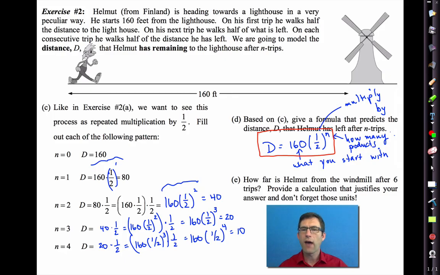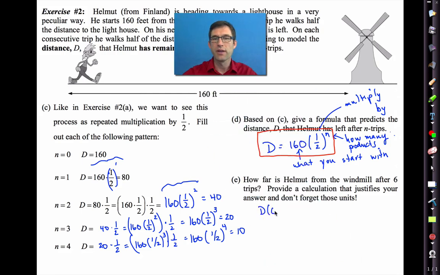Letter E asks, how far is Helmut from the windmill after 6 trips? Provide a calculation that justifies your answer, and don't forget those units. So this is pretty easy. We figured it out all the way up to 4 trips, but now after 6 trips, we're going to multiply 160 by 1/2 6 times.